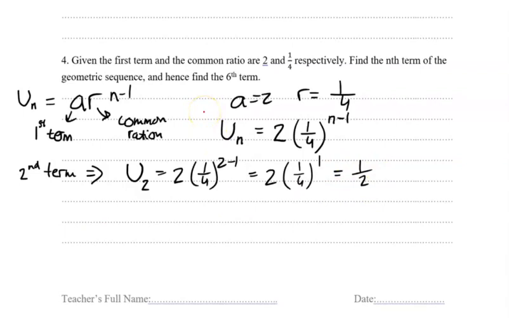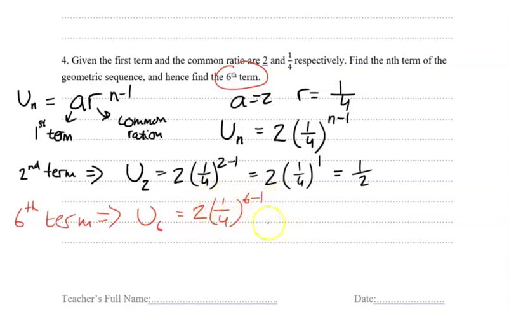Now to finish off the question, we need to find the sixth term. So to find the sixth term, we're going to substitute 6 where n is. So we're going to have 2 times a quarter to the power of 6 minus 1. And that's going to equal 2 times 1 over 4 to the power of 5. Now remember, this power is applied to whatever's inside the brackets.